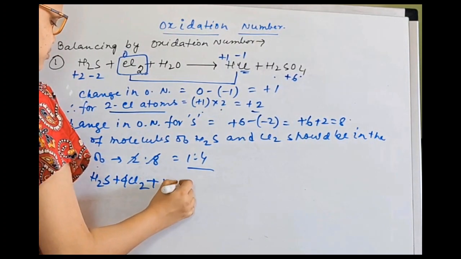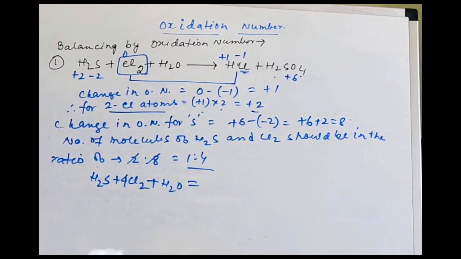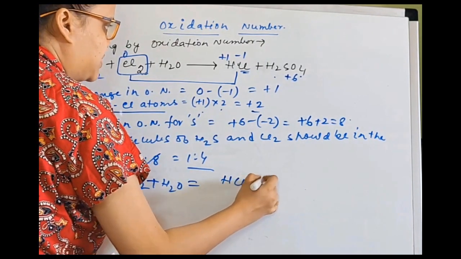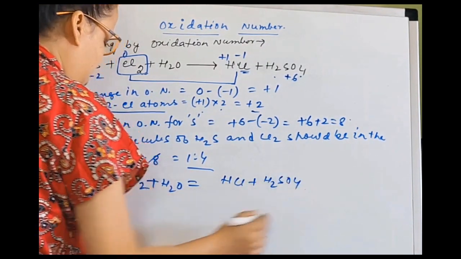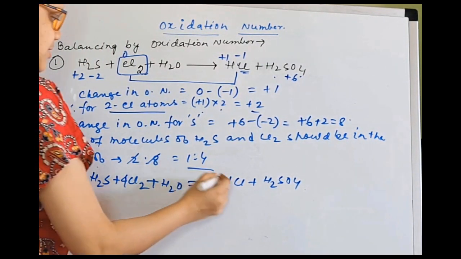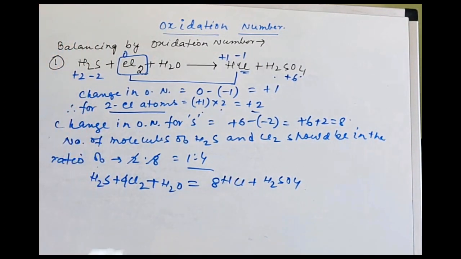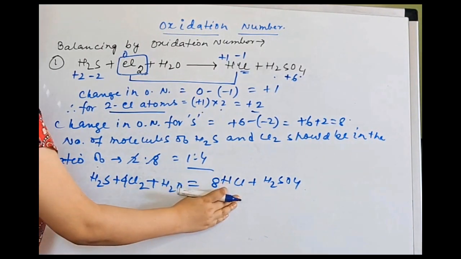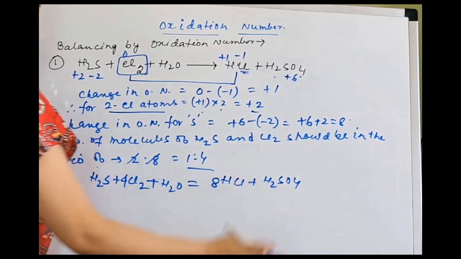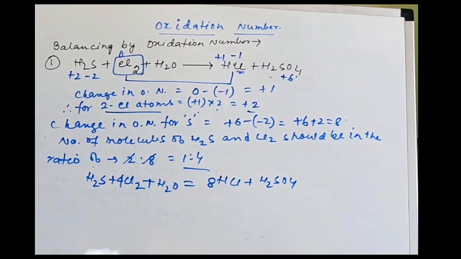Next, equal to sign. Okay. Next you get, likewise we are writing HCl plus H2SO4. How many chlorine atoms are there? 4 into 2, 8. 8 HCl, oxygen, H2O. Here it is H2SO4. Everything is not balanced here.